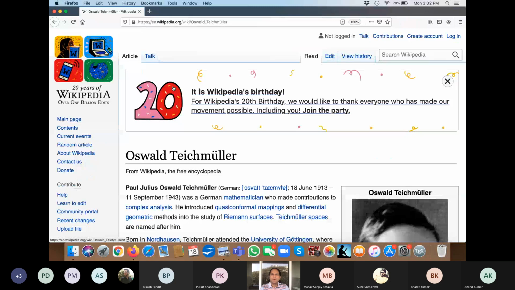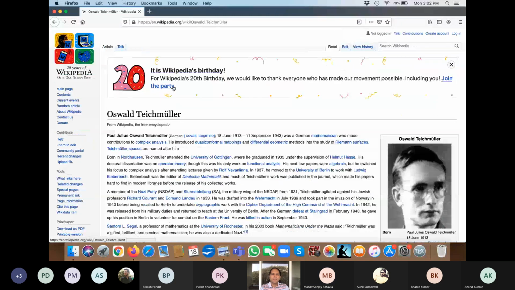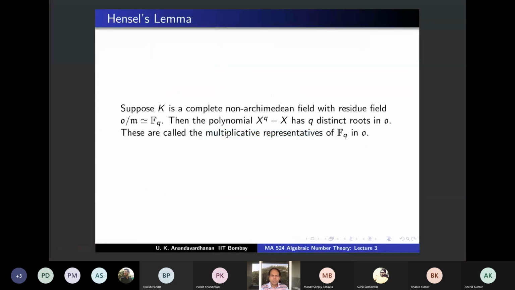Anyway, there is this famous German mathematician, and in many places you will see the name Teichmuller lift instead of multiplicative representative, because he is the one who studied this a lot. But I prefer this term. So if you see Teichmuller lift, that means exactly this: these are the multiplicative representatives of FQ in O.